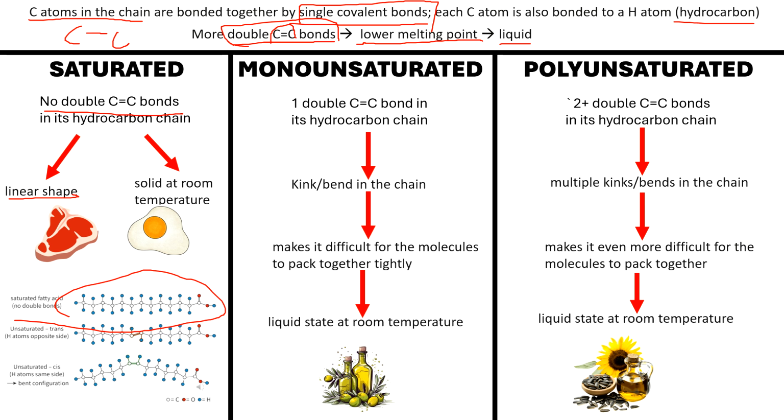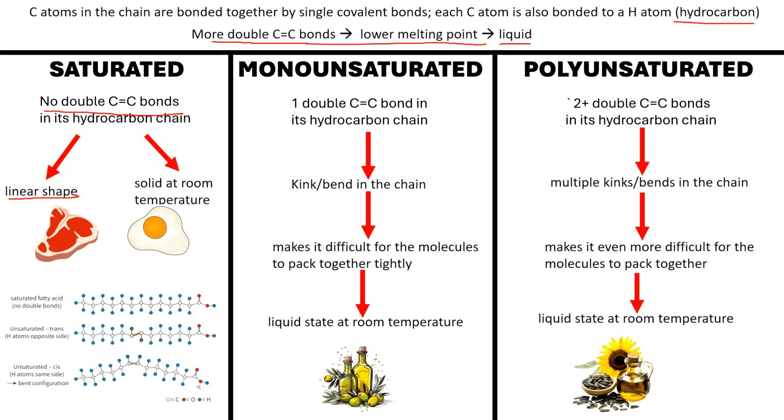We're going to look into depth into these structures in a second. And they're also solid at room temperature. We know that eggs are solid at room temperature. The fats in red meats are solid at room temperature. And why is this? Well, this is because the less double carbon-carbon bonds, the higher the melting point, so the opposite of this right here.